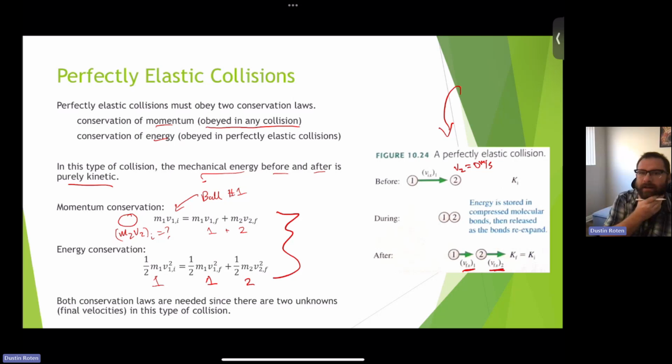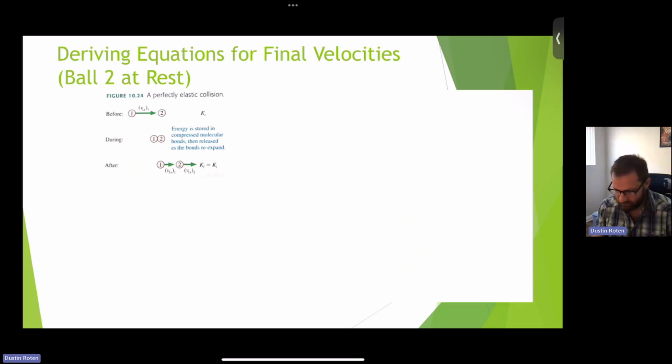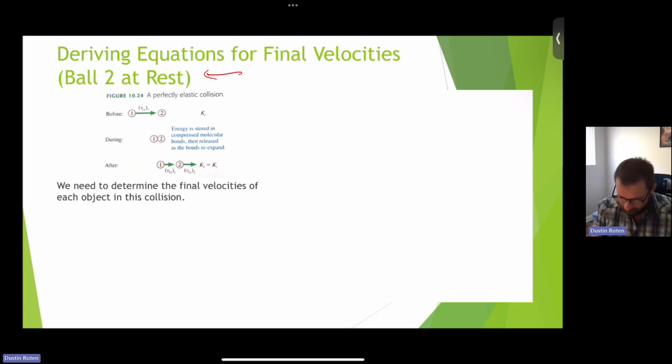Now we can deal with any time we have two unknowns in this setup. Just saying, two equations, two unknowns. You guys should know that. All right, so let's think about deriving equations for the final velocities for these two balls. And this is a specific example, this is important, with ball 2 being at rest. So only one of these balls has motion, the other one is just chilling. So let's determine the final velocities of each object.